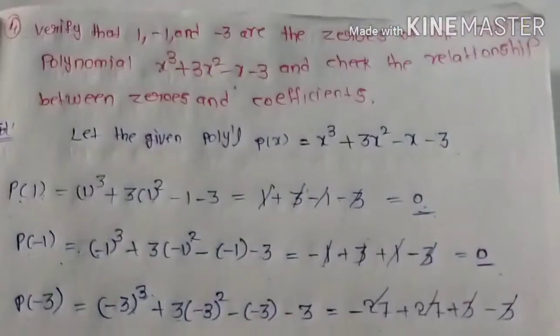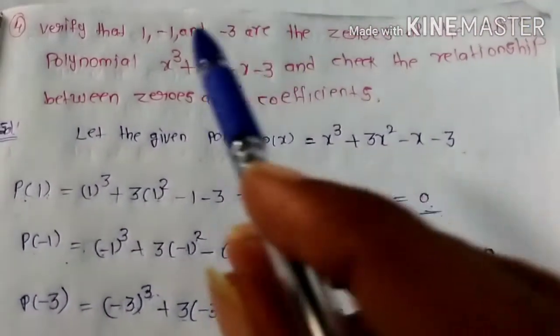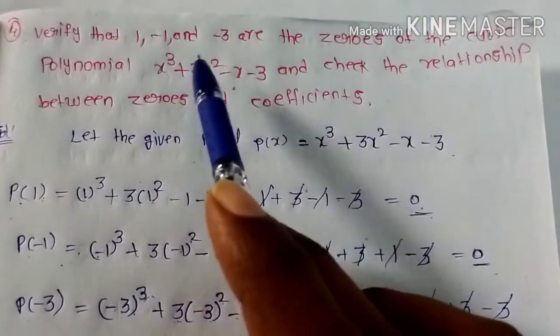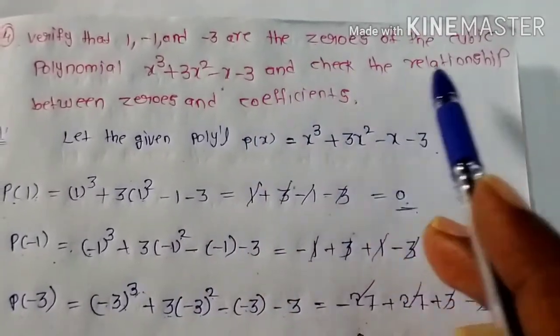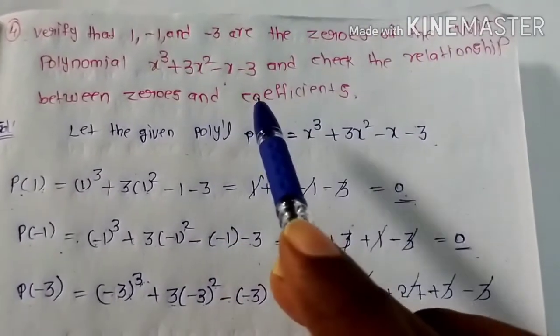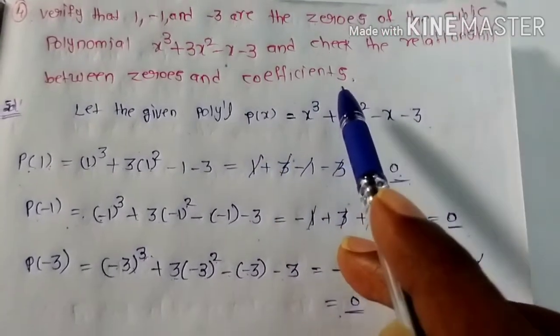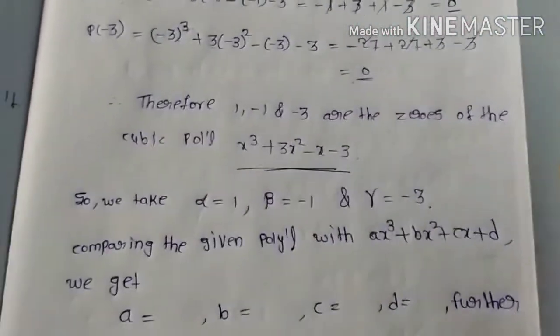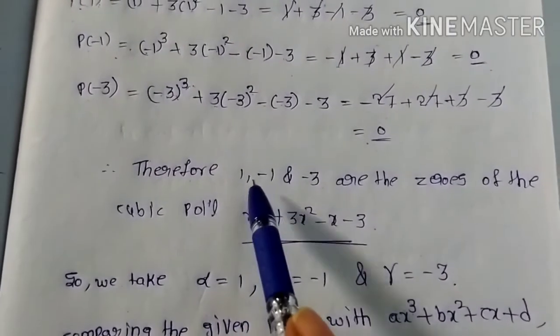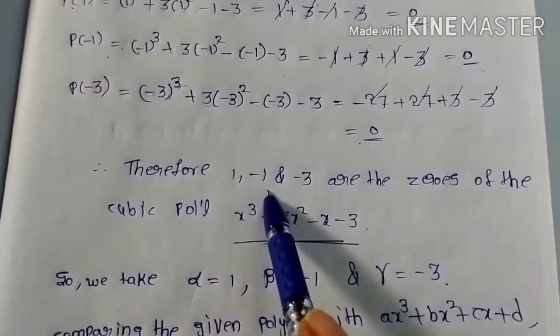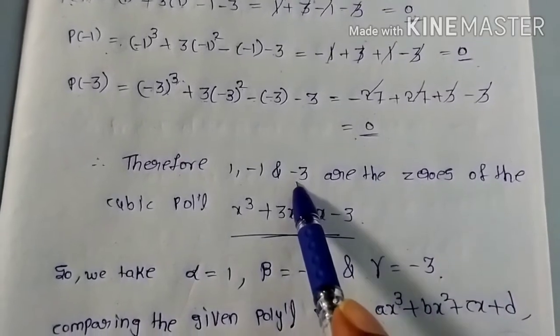Now you can look at the question. Verify that 1, minus 1 and minus 3 are zeros. Already verification is completed. Next, check the relationship between the zeros and coefficients. How can you check the relation? See here, first of all I am taking alpha is equal to 1, beta is equal to minus 1, gamma is equal to minus 3.